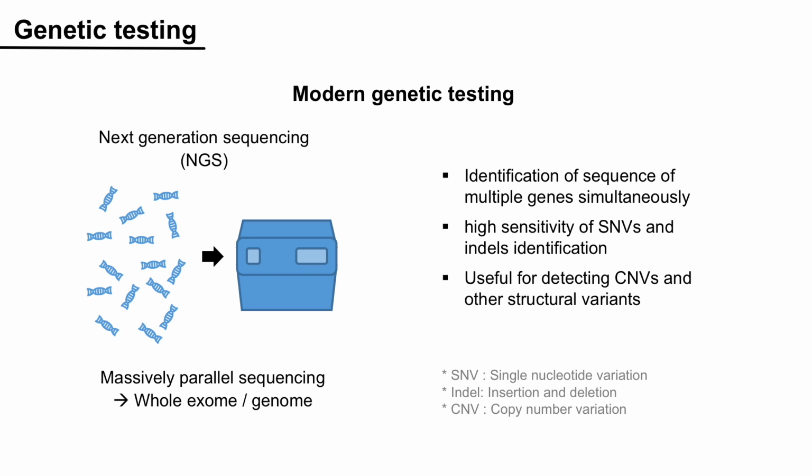There are benefits of using NGS for genetic testing. In the case of diseases that are caused by multiple genes, it is possible to identify sequences of the genes simultaneously. NGS is considered the gold standard technology, as it can detect SNVs and indels with extremely high sensitivity. Also, NGS can be useful for detecting CNVs and other structural variants.